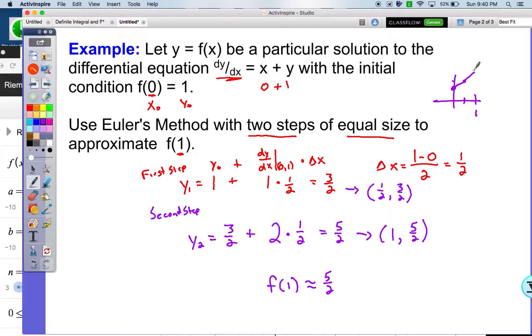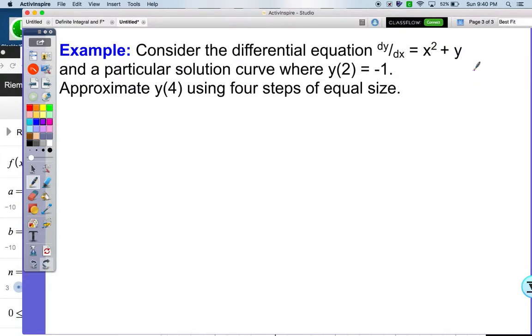That is Euler's method. We'll do just one more example for you, and then I'm going to put some work on Canvas for you to look at. All right, consider the differential equation dy/dx is equal to x squared plus y.